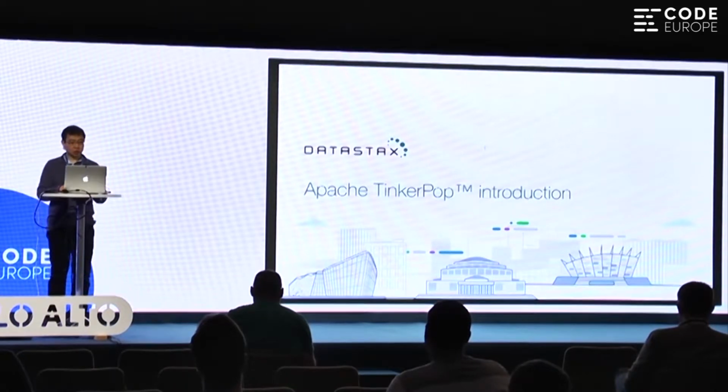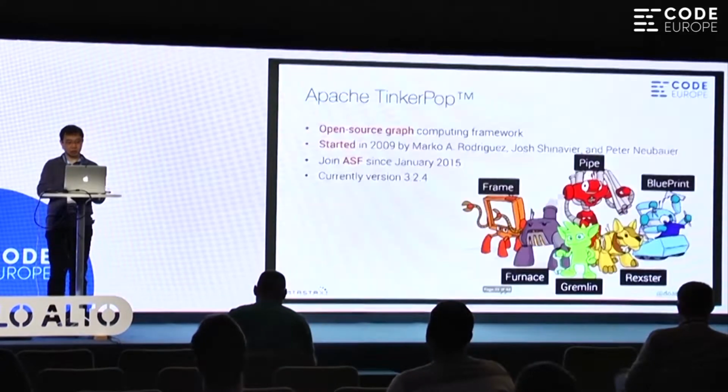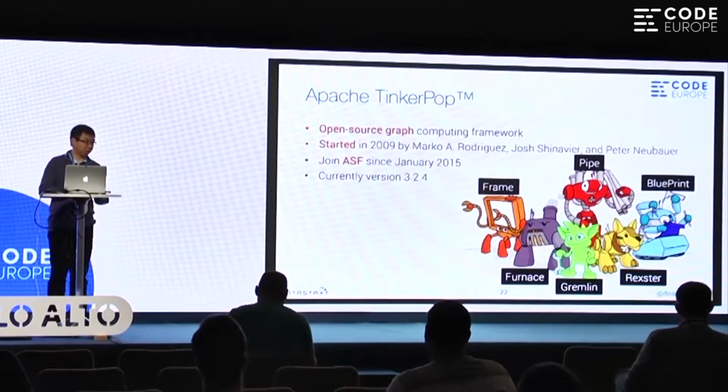Now let me introduce you to Apache TinkerPop. So what is this Apache TinkerPop project? It is an open source graph computing framework, right? So computing means it's not a database. You install TinkerPop on top of a data store. And with TinkerPop, you can navigate and compute all your graph data. It was started in 2009, and since 2 years ago, it has joined the Apache Foundation. So now it is a top-level project.